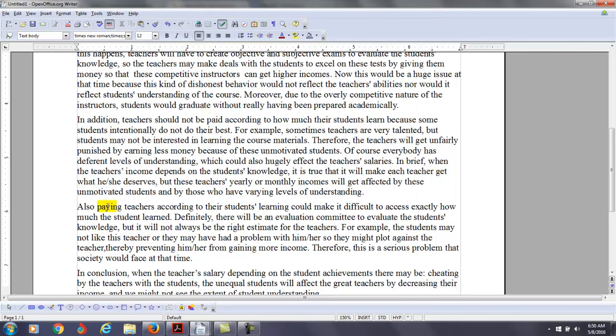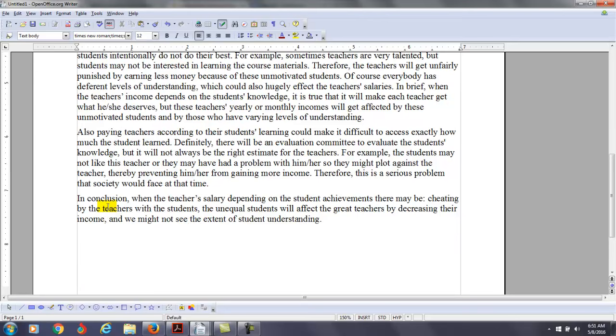So also, paying teachers according to their students' learning could make it difficult to assess exactly how much the students learn. Definitely, there will be an evaluation committee to evaluate the students' knowledge, but it will not always be the right estimate for the teachers. For example, the students may not like this teacher, or they may have had a problem with him or her, so they might plot against the teacher, thereby preventing him or her from gaining more income. Therefore, this is a serious problem that society would face at that time.